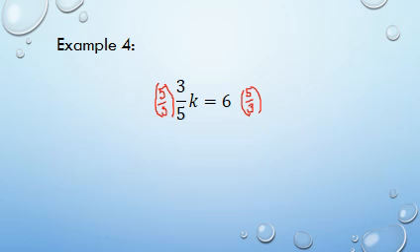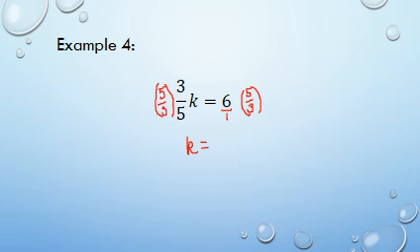Now we can also take that 6 and turn it into a fraction by putting 1 underneath it. Now over on the left side, we've got 5/3 times 3/5, and that would give us 15/15, which gives us 1, which is the coefficient that is in front of the K. But remember, we do not need to write that 1 in front of there. It's understood that it's already there.